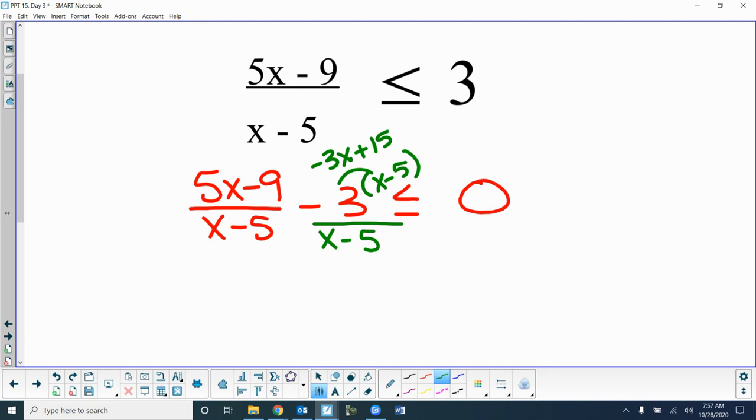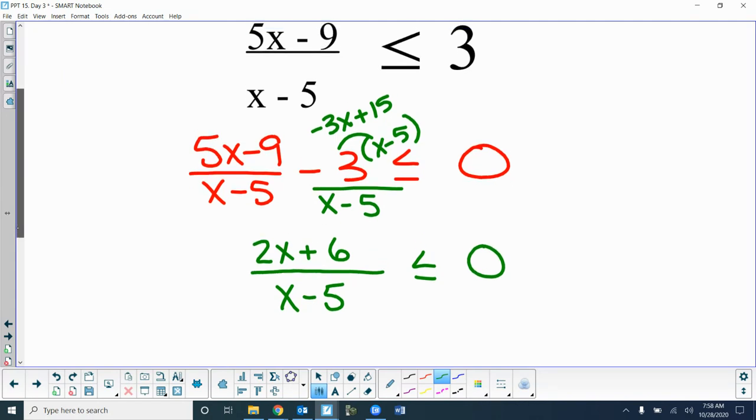All right, so what I want to do here is make it one fraction. So I've got my denominator. Now I just have to simplify my numerator. So I got a 5x minus 3x, which is 2x. And then -9 plus 15 is a 6. Okay? So that's what I want.